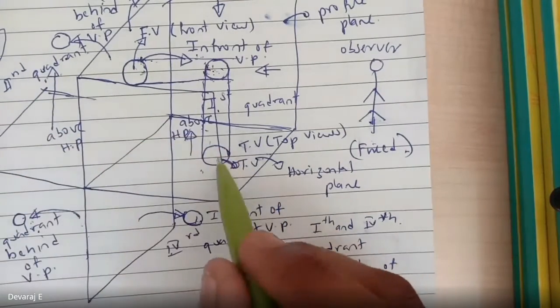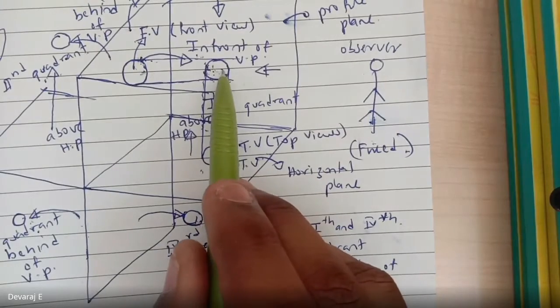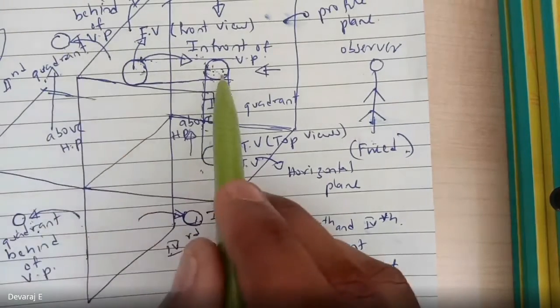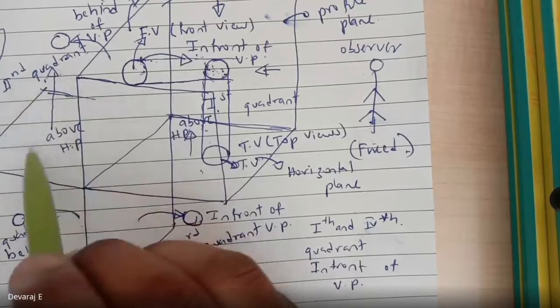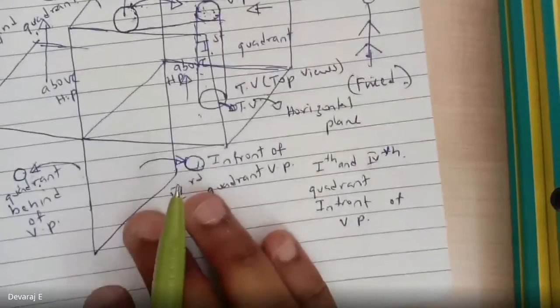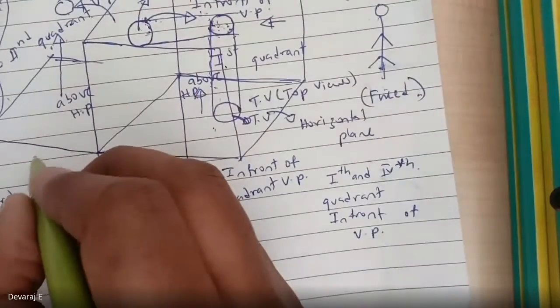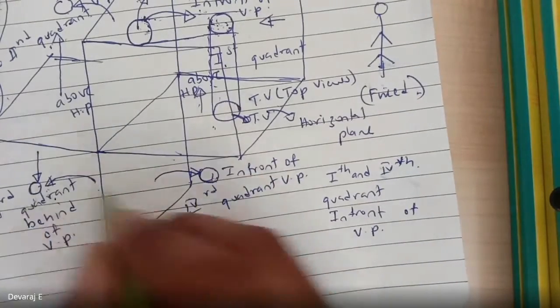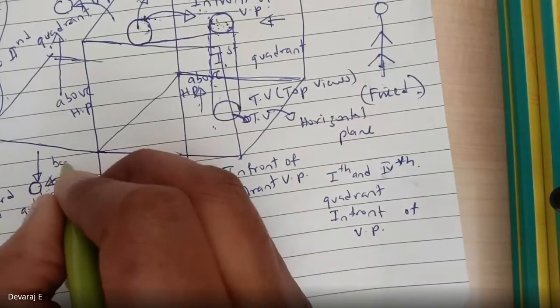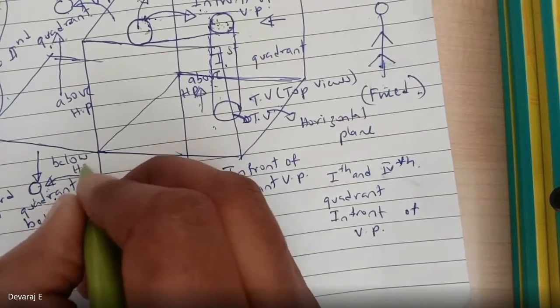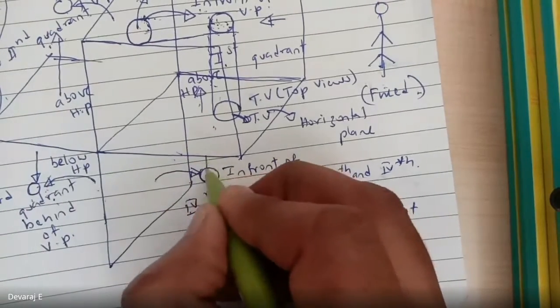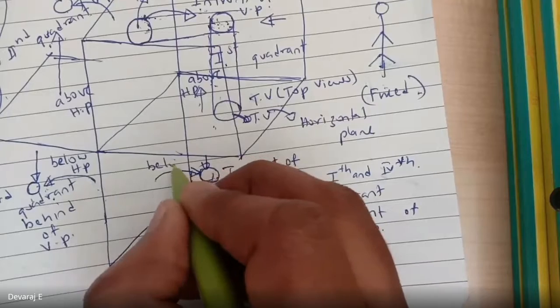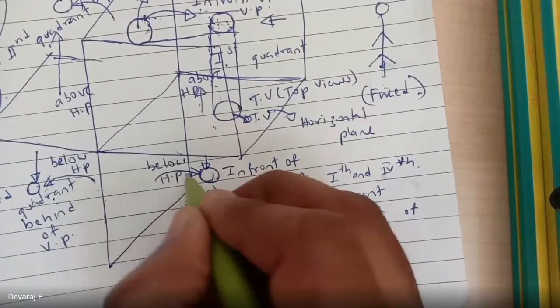So your first quadrant as well as second quadrant, if you keep the object there, it is called as above HP. And when you see the third quadrant and fourth quadrant, the object is kept below, right? So this is HP, this is above, and this is below. So your third and fourth quadrant system is called as below HP. Is everyone clear with this?